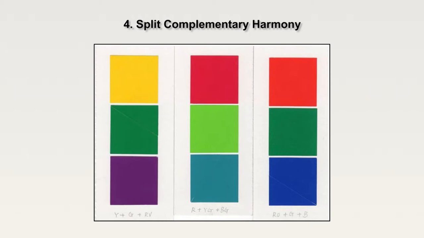We have some split complementary color combinations here. The first one is yellow, green and red violet. Please try to mark them on the color wheel. The second one is red, yellow green and blue green. The third one is red orange, green and blue.